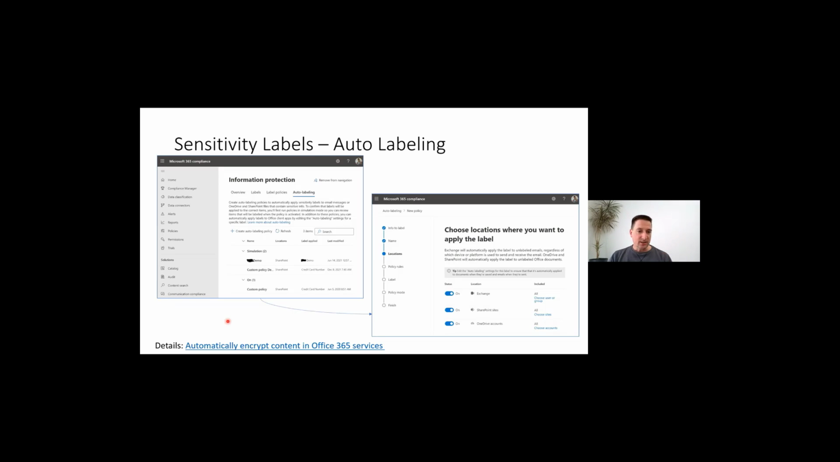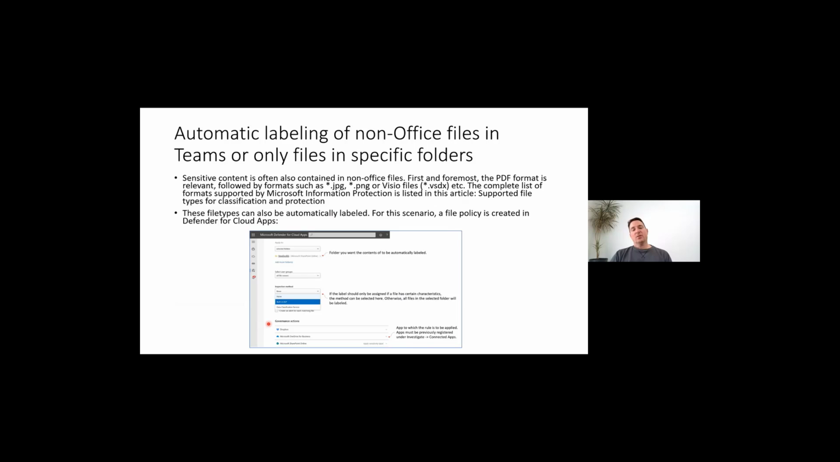There's also a link in the slide deck where I described step by step how to use these auto labeling policies in the context of Office 365 and even Teams. Of course, the auto labeling capability I showed you in the last slides only focuses on Microsoft file formats like Word, Excel, PowerPoint. We also have the chance to label non-Office files, so PNG, PDF, whatever is normally available in your environment.